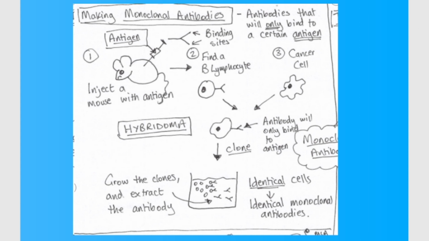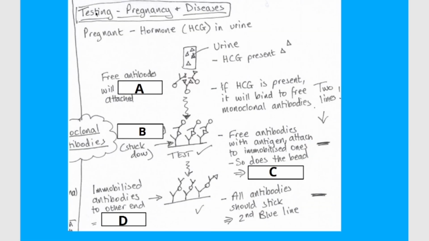Let's have a look at our next section then, which was testing, and it was based on pregnancy tests, but it could also be used for a COVID test. There's a question coming up where we're looking at anabolic steroids. So have a look at these 4 boxes, see if you can work out what the words are underneath. Pause the video now.